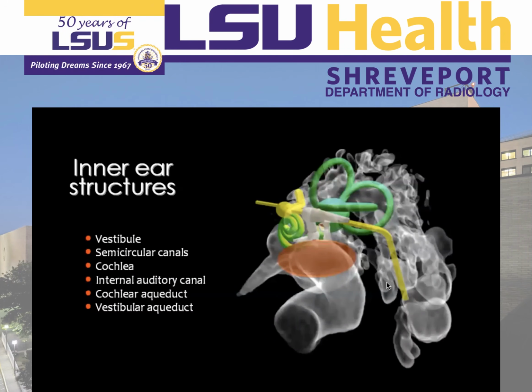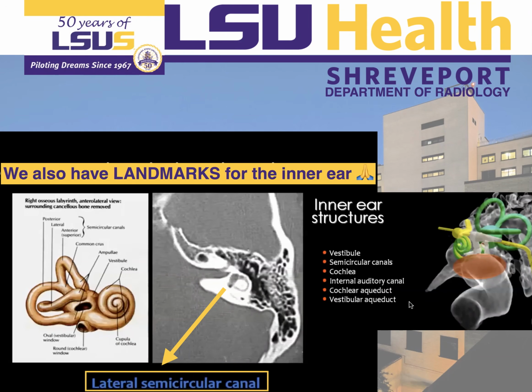So let's jump to the inner ear. We have these structures here: the cochlea, the semicircular canals, the facial nerve, the internal auditory canal, the cochlear aqueduct, and the vestibular aqueduct. I'm going to show you better images later. So, as we have landmarks for the middle ear, we also have landmarks for the inner ear. And what you basically have to remember is to guide yourself from the lateral semicircular canal. This is going to be your star for you to guide yourself in the night, okay?